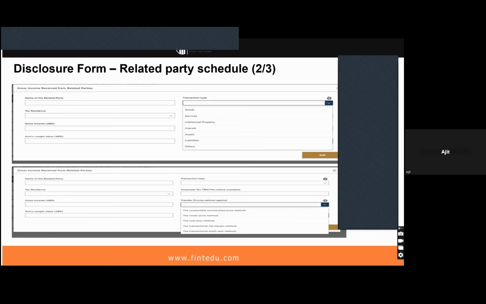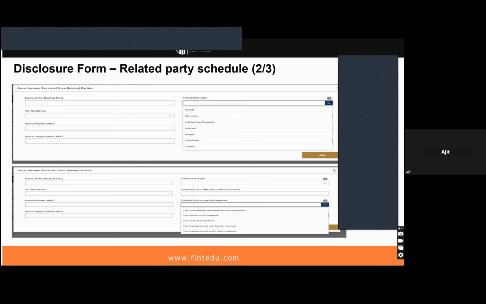When I talk about aggregation, it does not mean that we can aggregate all the transactions and just report one transaction. We still need to report, let's say, purchase of raw material, sale of goods, payment of royalty. If there are different transactions, we still need to disclose all the transactions separately. But when it comes to the method, it will be the TNMM method only, and your book value and arm's length value would be the same.